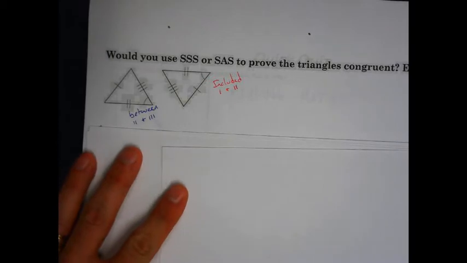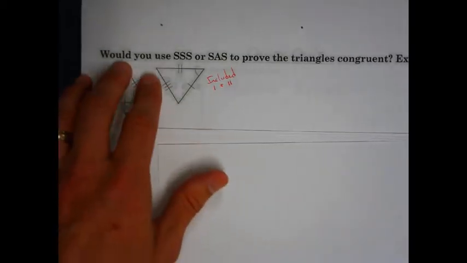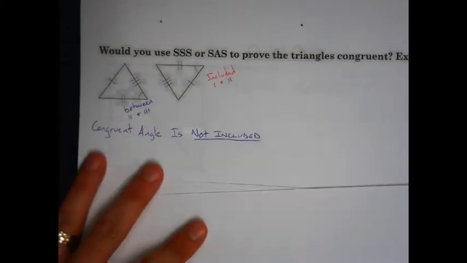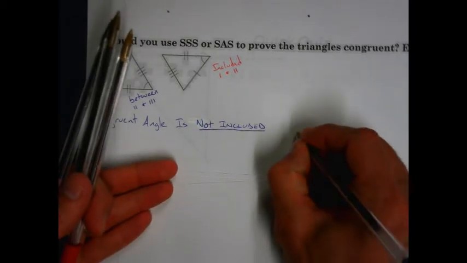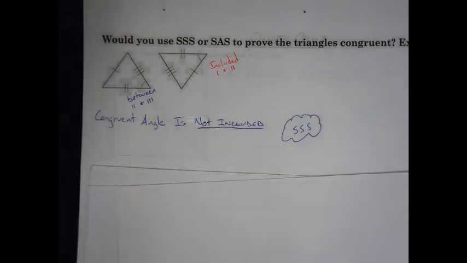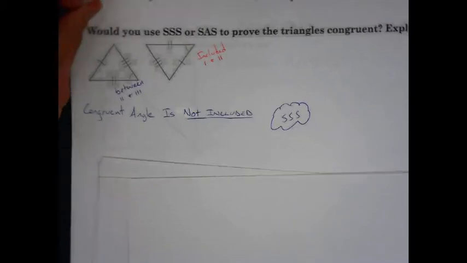We could do some work and eventually get there, but that's not the point. The point is, right now, as things are, could we use side, side, side, or side, angle, side to prove the triangles congruent? And the way things are, the congruent angle is not included, so we'd have to use side, side, side as our reasoning, and that's how that works. Okay, moving on. Let's do a quiz, shall we?